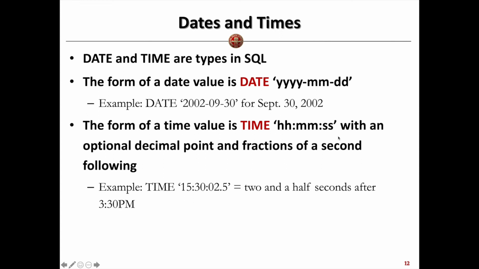Following that, we have an example shown here. For example, when we declare a time, it's 15:30:02.5. It denotes 2.5 seconds after 3:30 in the PM. So this 15 denotes 3 PM, right? This 30 denotes 30 minutes. This 02 denotes 2 seconds, right? This 0.5 denotes half a second, right? So it denotes 2.5 seconds after 3:30 in the PM, right?